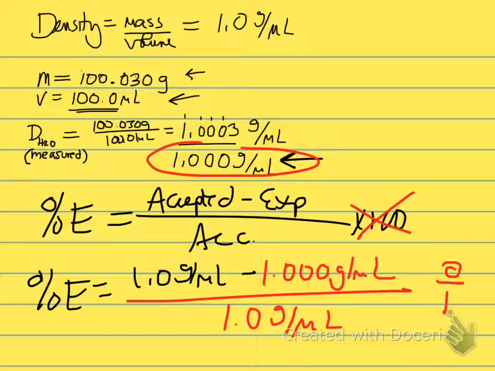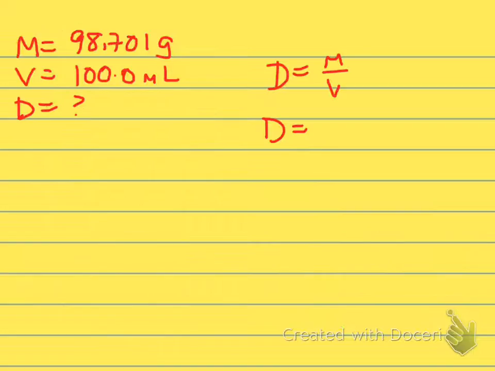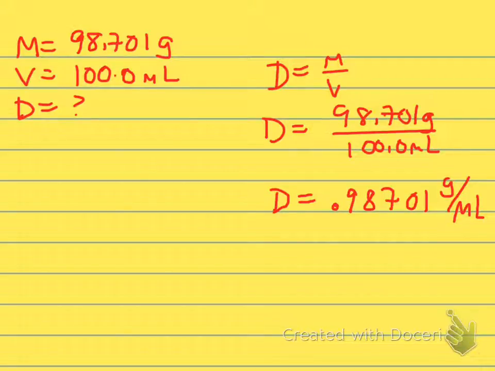Let's do one where we have slightly more realistic measurements. I would be shocked if you got a measurement this awesome with high school grade equipment. You probably wouldn't. So you've re-measured water, you and your lab group, and this time you measured that same 100 milliliters. You got 98.701 grams as its mass. What is its density? Grams divided by 100.0 milliliters. So I have a raw answer of 0.98701 grams per milliliter. Is that what you have? I would imagine. It's fairly simple arithmetic.